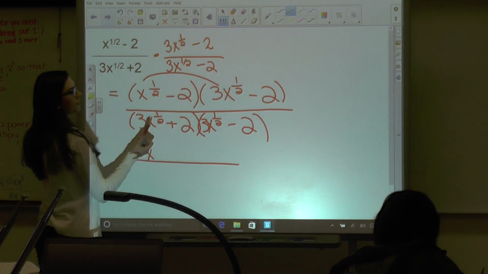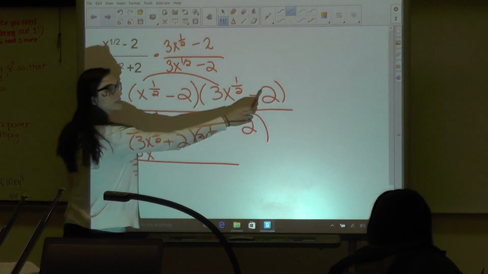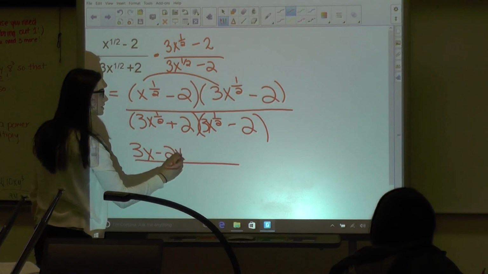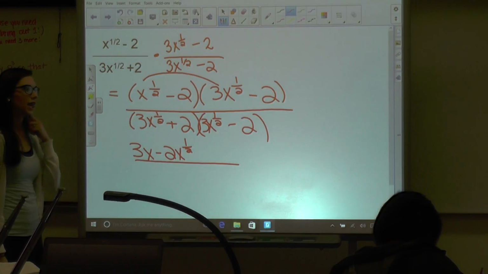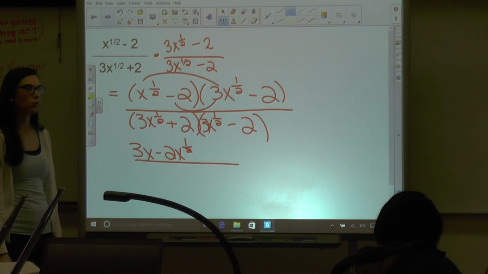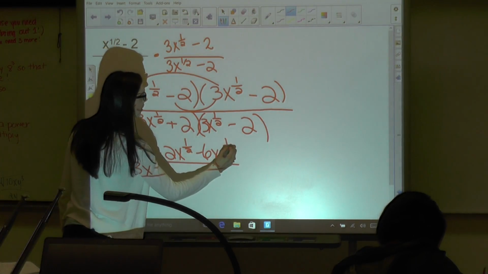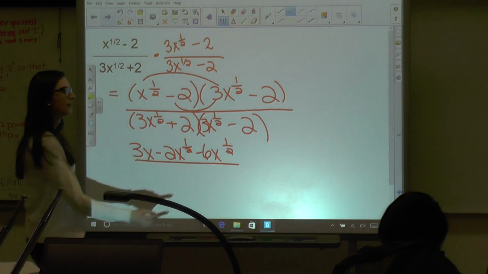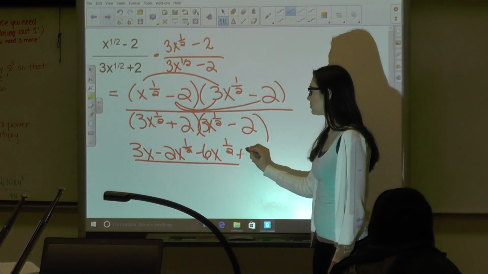Okay. Then you have x to the power 1/2 times negative 2, which is negative 2x to the power 1/2. Then you have negative 2 times 3x to the power 1/2, which is negative 6x to the power 1/2. And then you have negative 2 times negative 2, which is positive 4.